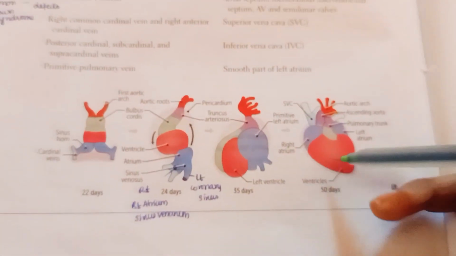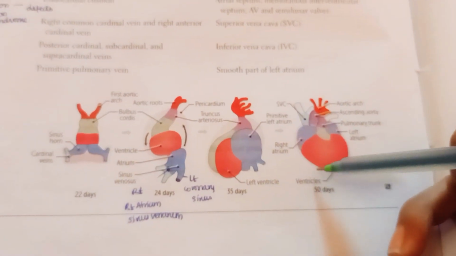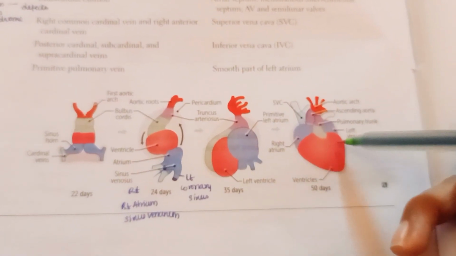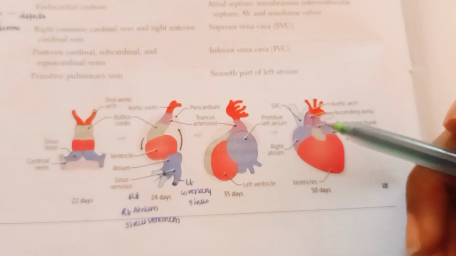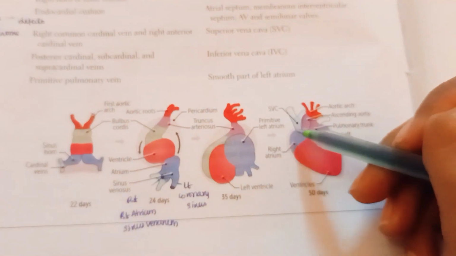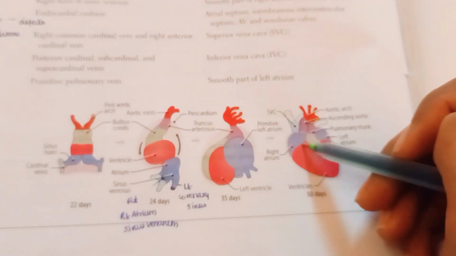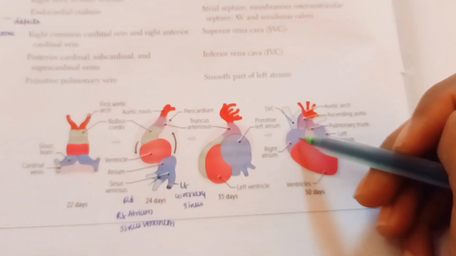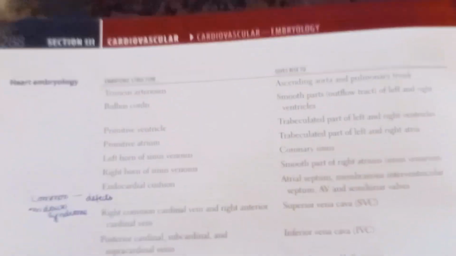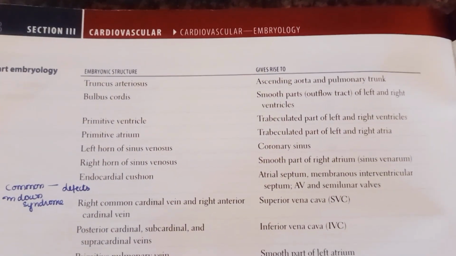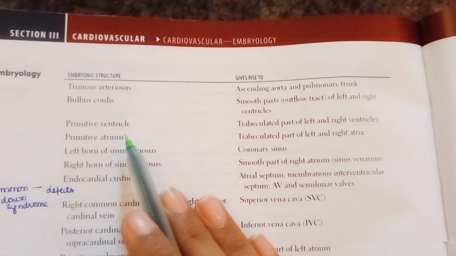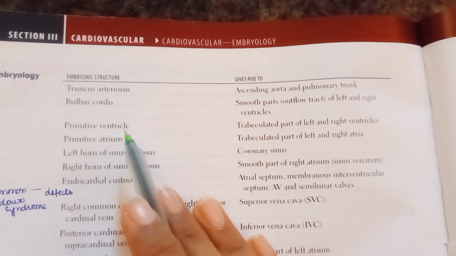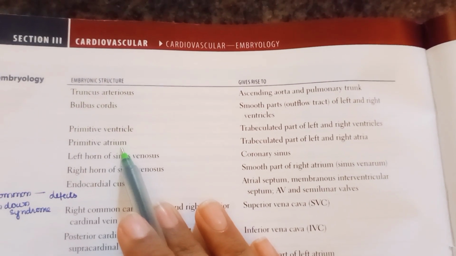Next, coming to primitive ventricle. So primitive ventricle is nothing but the trabeculated part of left and right ventricle. Trabeculated means somewhat rough part. Rough parts are formed by primitive ventricle. Primitive atrium forms a trabeculated part of left and right atria. So whenever you see the word primitive, they form the trabeculated part of their respective name. If primitive ventricle, they form trabeculated part of ventricle. Primitive atrium, they form trabeculated part of atrium.